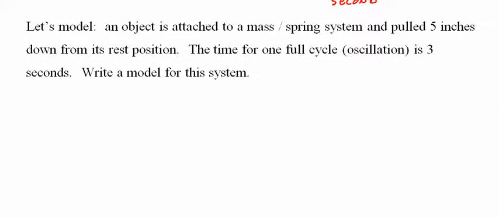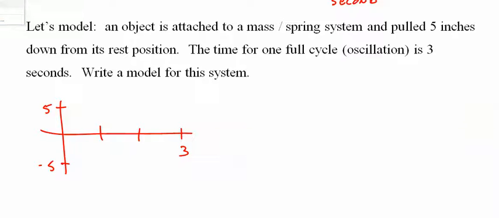So let's model. Object's attached, and it's pulled 5 inches down from its resting position. I love graphing these. 1 cycle takes 3 seconds. So off it goes. That's really horrible looking. Probably something like that. Who cares?